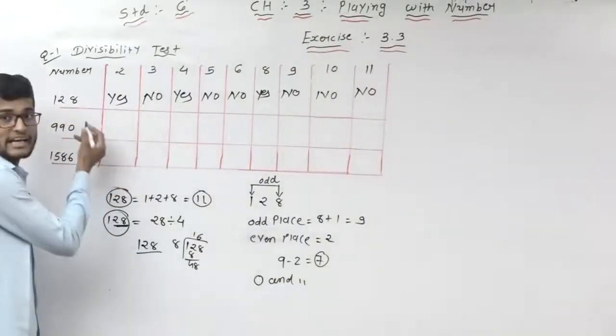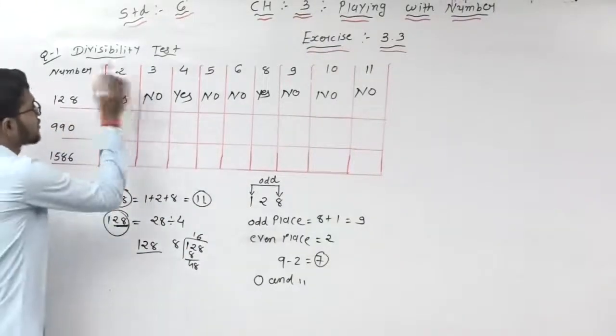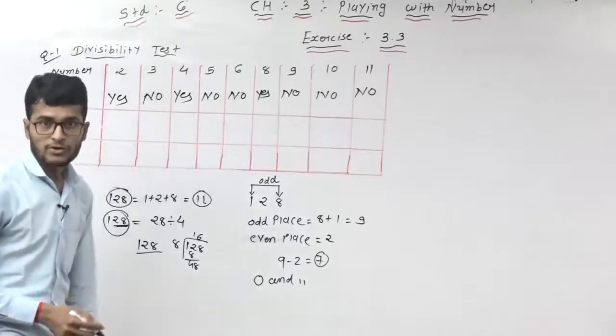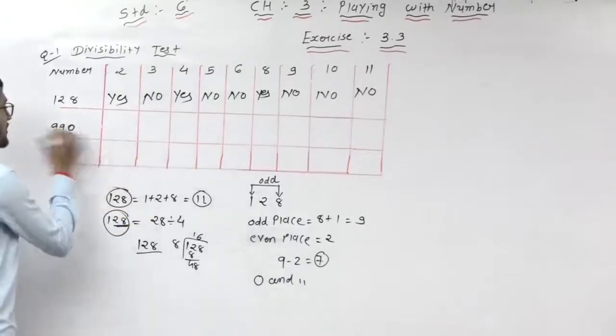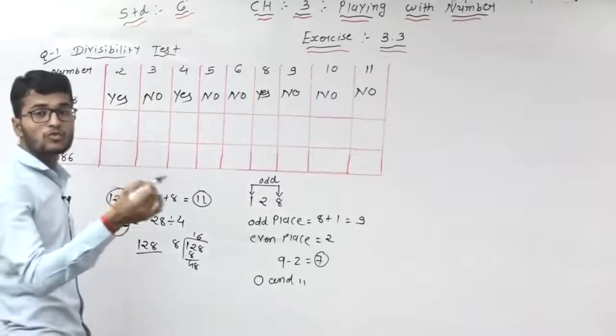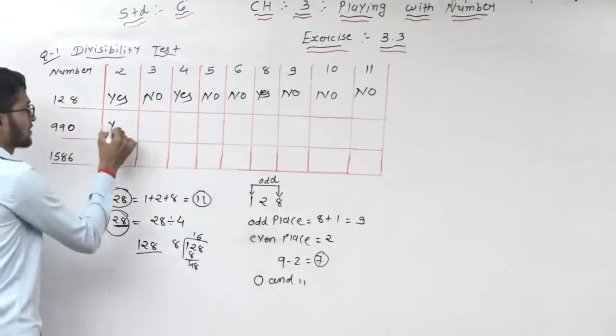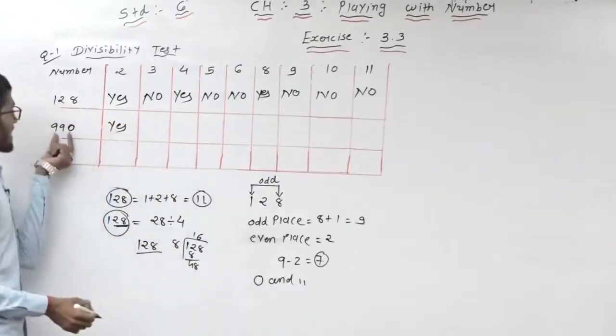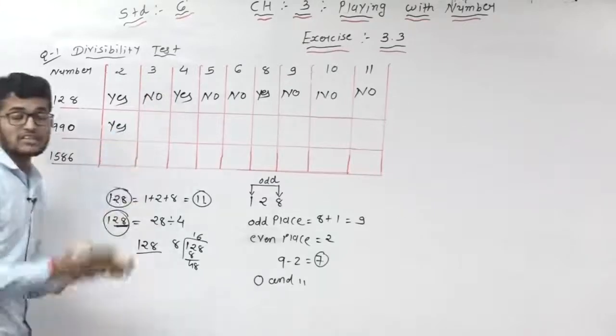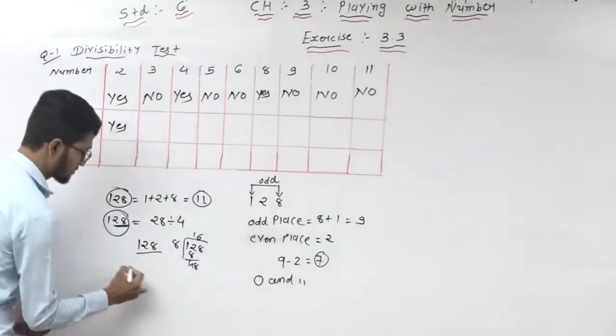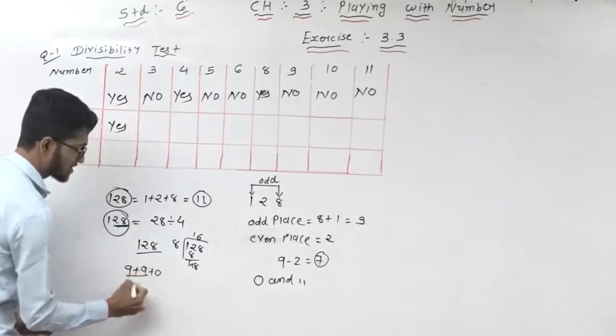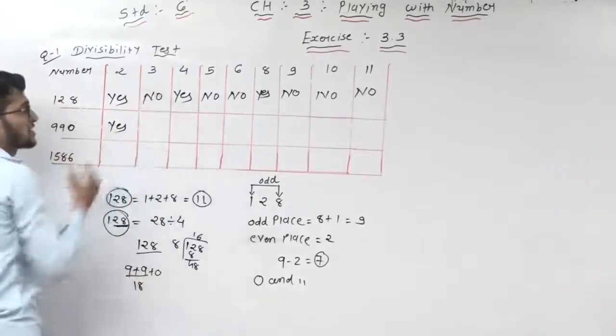Next, 990. Now check whether divided by 2 is possible or not. So here if divided by 2 is possible, it means last digit 0, 2, 4, 6, 8. So here 0 is given. So yes. 990, is this divided by 3? For 3 we divide by the addition of all the digits. It means 9 plus 9 plus 0. 9 plus 9 means 18. Is 18 divided by 3 possible?